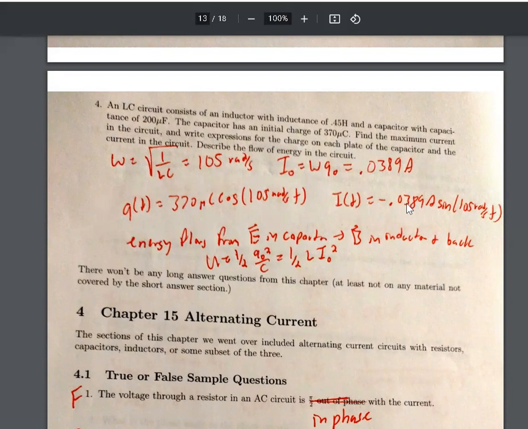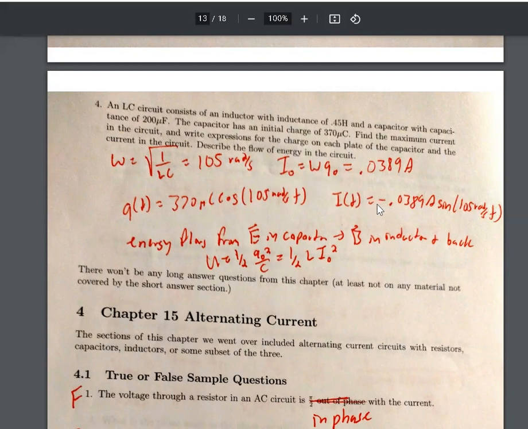And our current is always minus the maximum current times sine. So why is that? It's because the current is always the derivative, the time derivative of this thing. So if you differentiate cosine, you get negative sine and you pull an omega out. That's why the maximum current is omega times the maximum charge. And that's where this minus comes from.